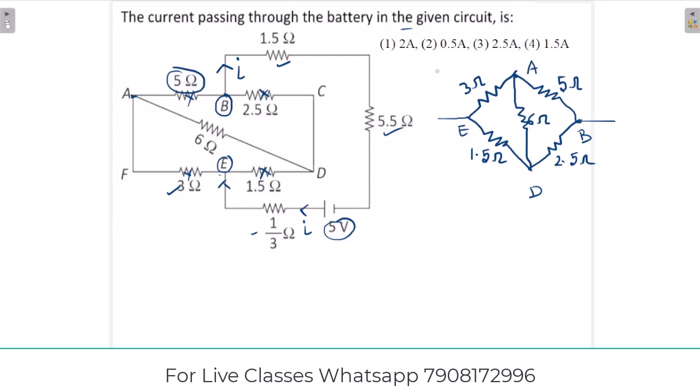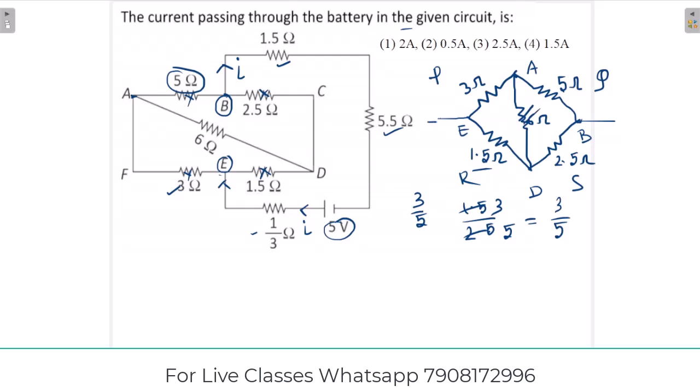Now these are P, Q, R, S. If P by Q equals R by S, then there will be no current flowing through the 6 ohm resistance. Now see, P by Q is 3 by 5, and R by S is 1.5 divided by 2.5, so this becomes 3 by 5 as well. So P by Q equals R by S, and there is no current flowing through this 6 ohm resistance.